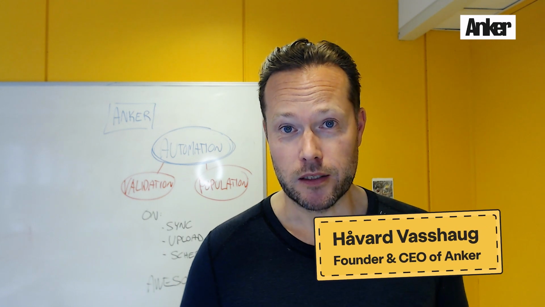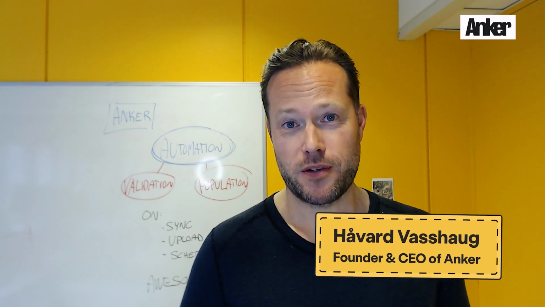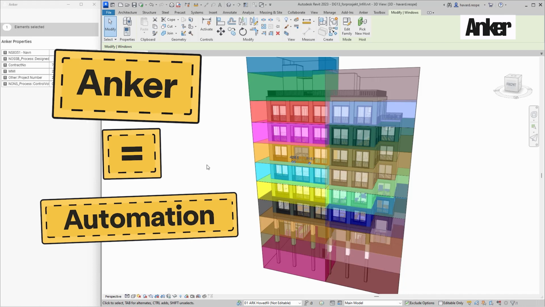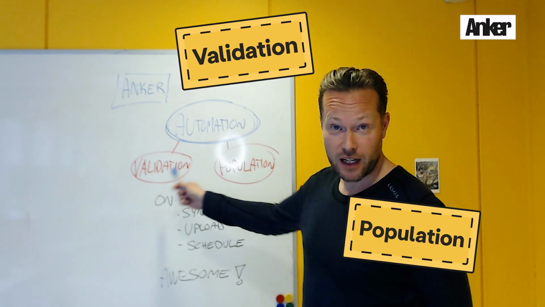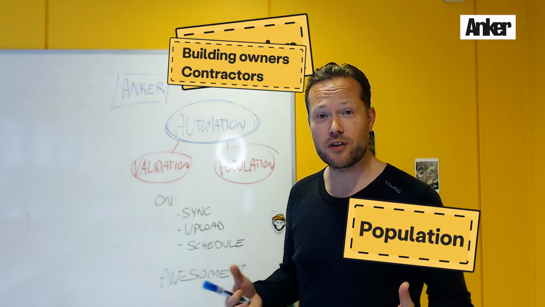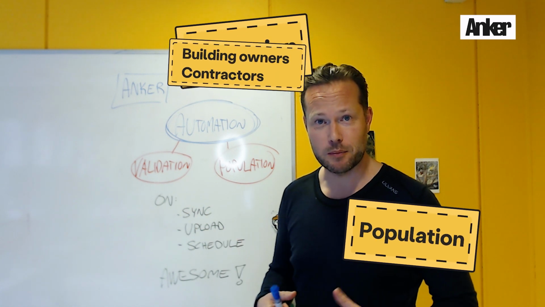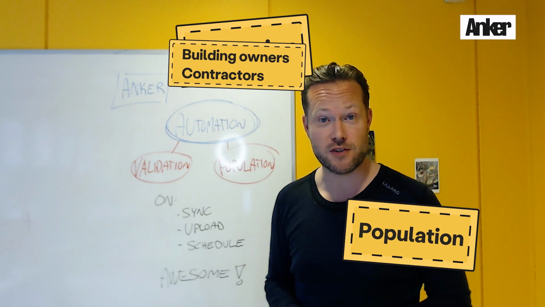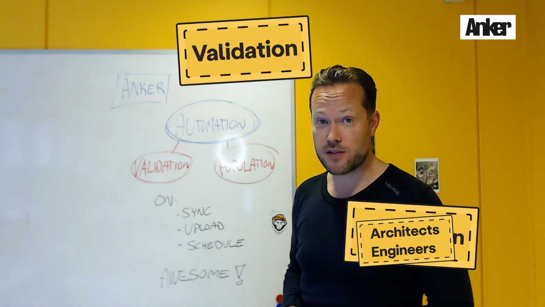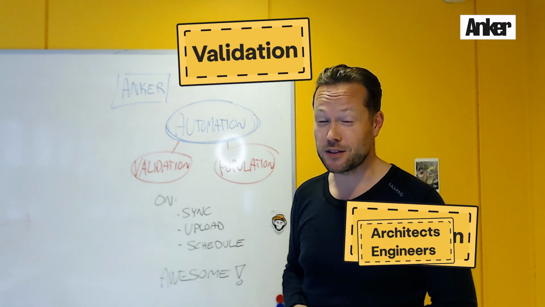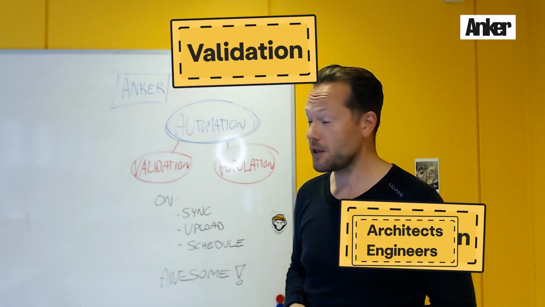The coolest thing about Anker is the automation. The automation in Anker can trigger both validation and population. Validation is something that building owners and contractors usually do to validate the data before they send the BIM out to a construction site. Population is for architects and engineers, and maybe also contractors, but let's talk about that some other time.